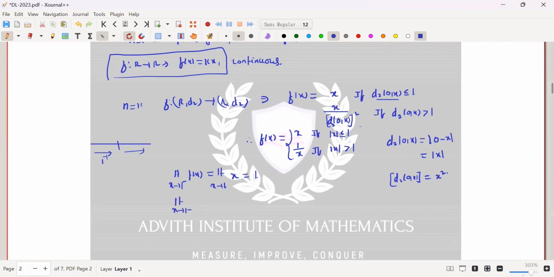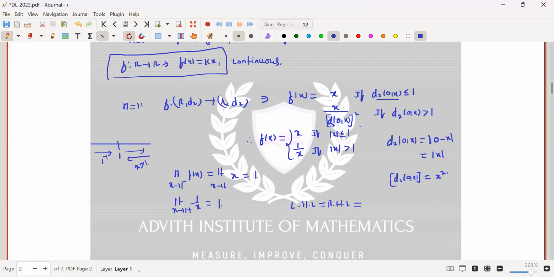And the right hand limit, sir. Limit x goes to 1 plus, that means x approaches 1 from the right hand. That means x is greater than 1. Whenever x is greater than 1, f of x takes 1 by x, and therefore limit x goes to 1 of 1 by x is also equal to 1. So left hand limit and right hand limit both are equal. And if it is equal to the functional value, then it is continuous.